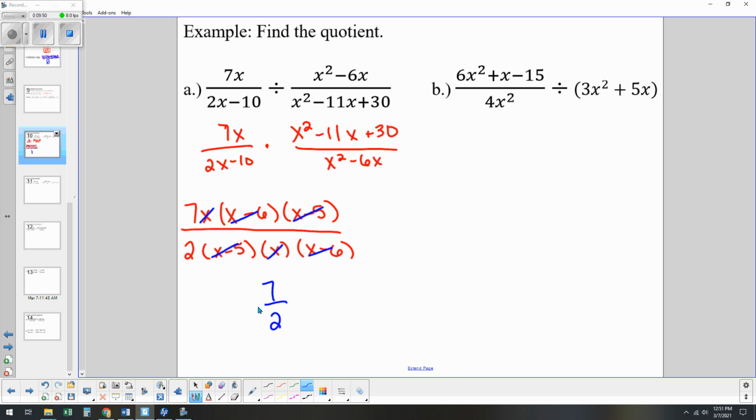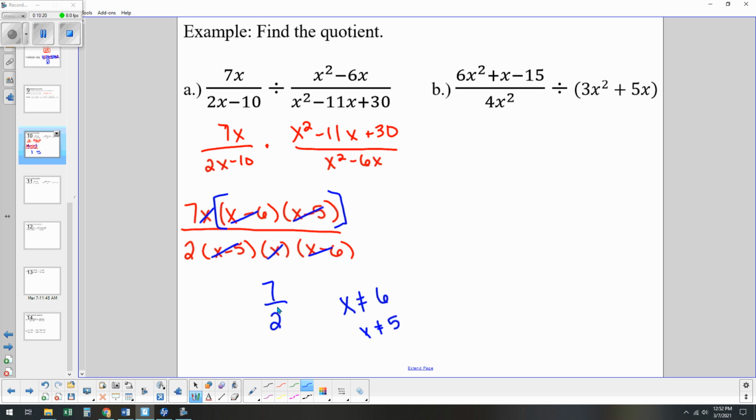I do want to point out, based on the original problem, the values that would make this denominator 0 aren't allowed, because you can't ever have a fraction that has 0 on the bottom. So the numbers that would have made the bottom 0 are based on this over here. So x could not have been 6 and x could not have been 5 in the original problem, because that would have made this denominator 0.